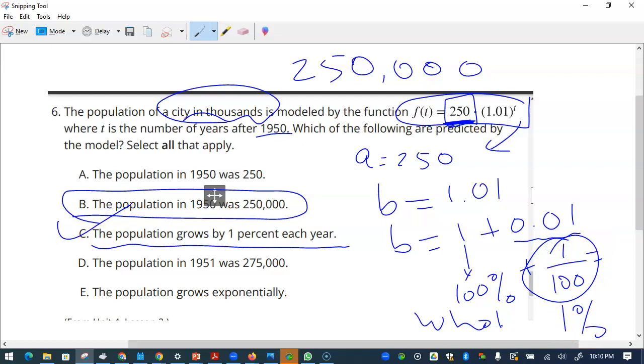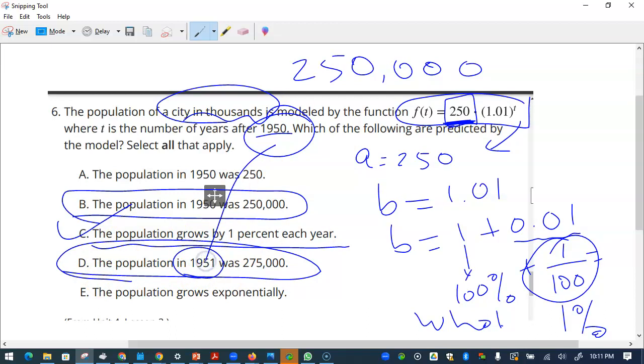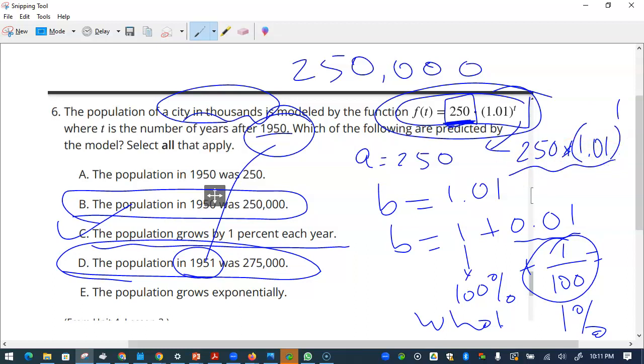So each year it grows by 1%. That's what that means. And you can also use this in the year 1951. That means from 1950 till here is 1 year. So in the formula here, you're going to put 250 times 1.01 raised to 1, and you use the calculator and get the answer. So you will be getting the answer as 275. But remember, this should be in thousand. The calculator may show it like this, but you're supposed to write 275,000 because it should be in thousand. And this population grows exponentially.